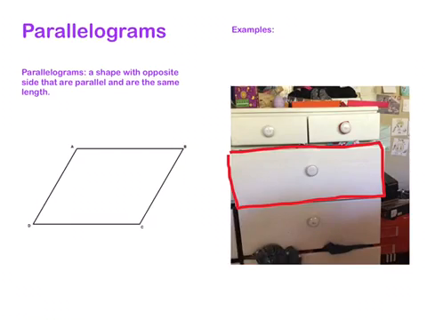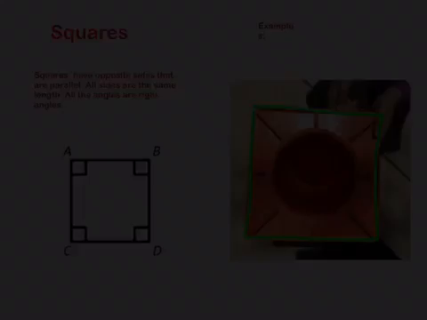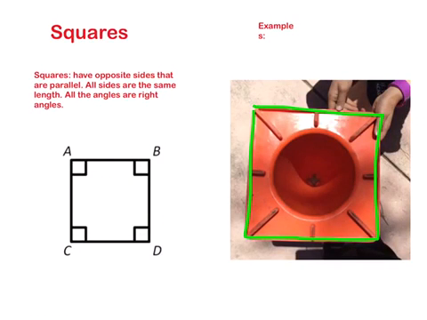Parallelograms. A parallelogram is a shape with opposite sides that are parallel and are the same length. Rectangles. Rectangles have opposite sides that are parallel and that are the same length. All of the angles in the rectangle are right angles. Squares. Squares have opposite sides that are parallel. All sides are the same length. All the angles are right angles. P.S. The square is all types of quadrilaterals.